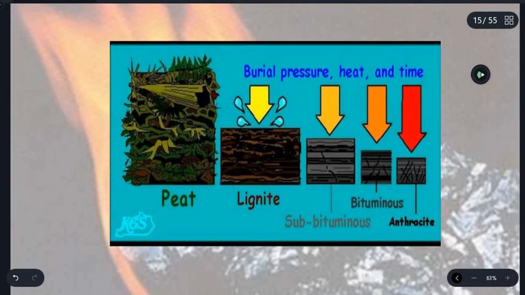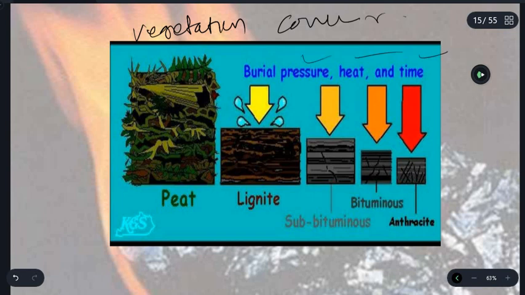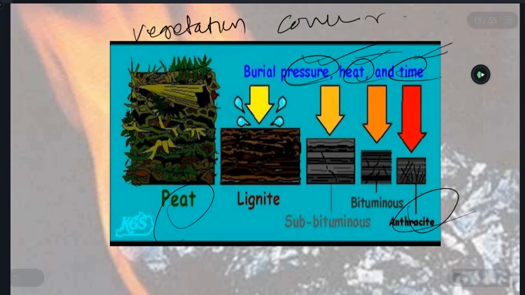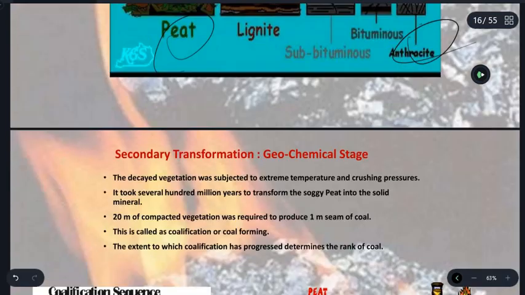Okay, how the vegetation cover takes millions of years and, through pressure, heat and time, this is the major parameter for the coal formation. ठीक है, either it will be pressure, or high temperature, and time. Okay, these three parameters help the conversion from the peat to anthracite. ठीक है, from the vegetation cover to anthracite. Okay, clear? Any doubt?